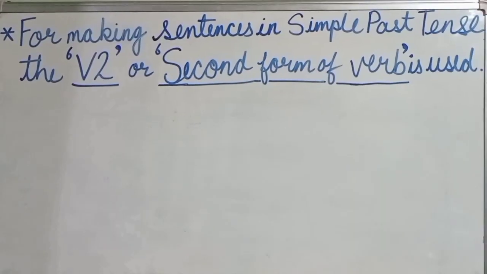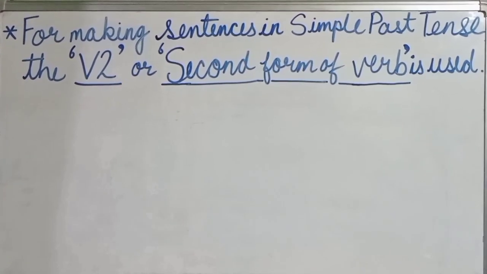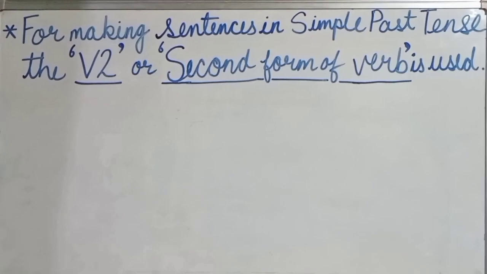Yes, children, in simple past tense, we talk about the events of the past. But the most important thing is the form of verb. Which form of verb is to be used for making sentences in simple past tense? For making sentences in simple past tense, the V2 or second form of verb is used.